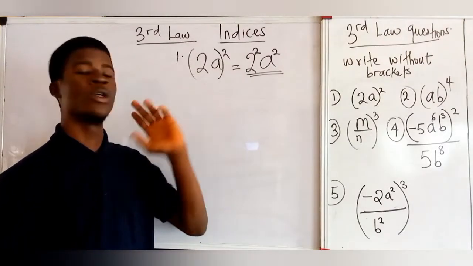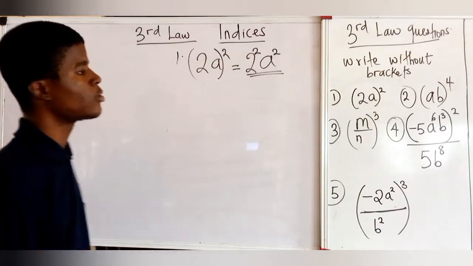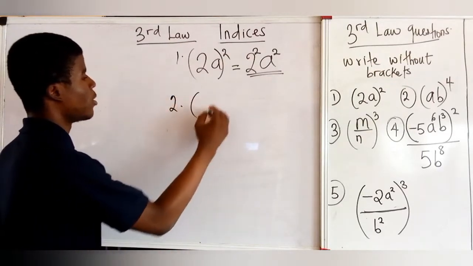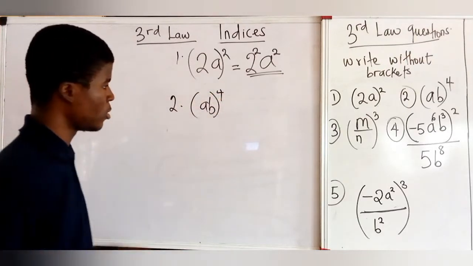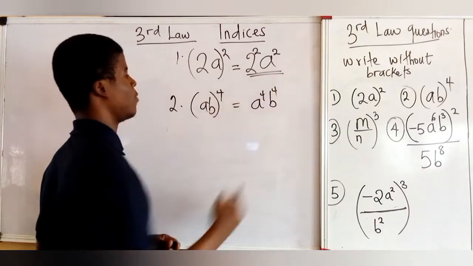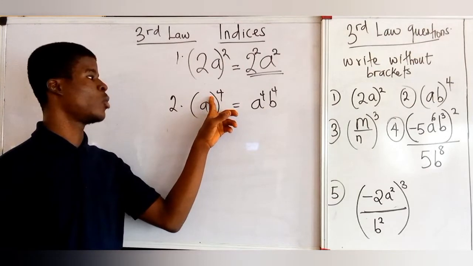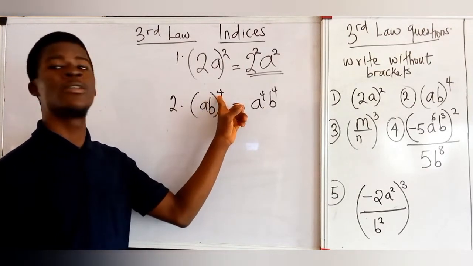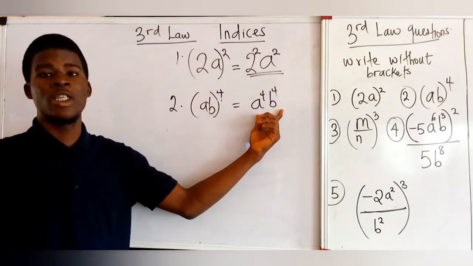Okay, now that's for question 1. The next question says we should write ab to the power of 4 without bracket. It's also simple. So this will be what? a to the power of 4, b to the power of 4. It's as simple as this. The power here is 1, the power here is 1. Each of them multiply this general index to give me the resulting expression.